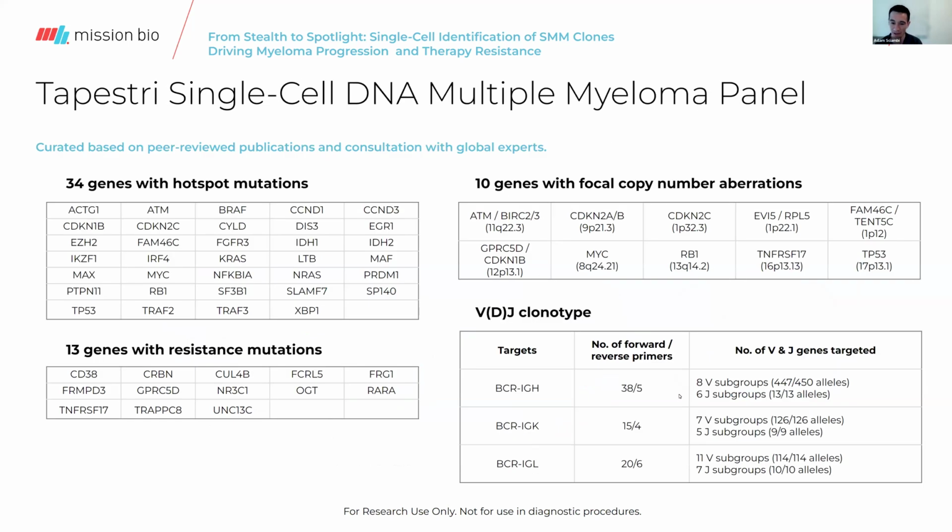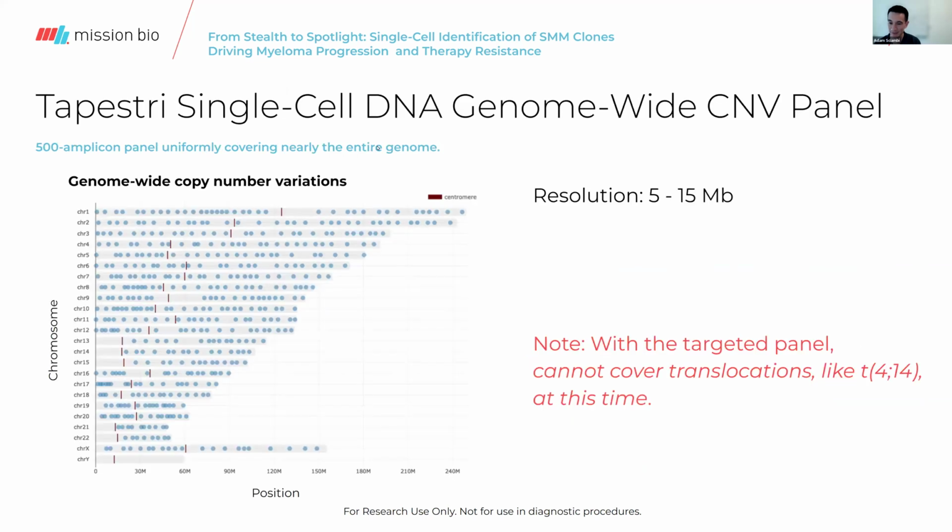For multiple myeloma, here are the DNA targets associated with our offering. You can see there are 34 genes with hotspots. We have 13 genes with various resistance mutations. We look at various focal copy numbers, those are 10 genes. And then we have our VDJ clonotyping panel to help clonotype the cells. We also have a whole genome CNV panel with resolution that's 5 to 15 megabases. You can see here are the targets across the genome to help you get a good sense of arm level copy number.